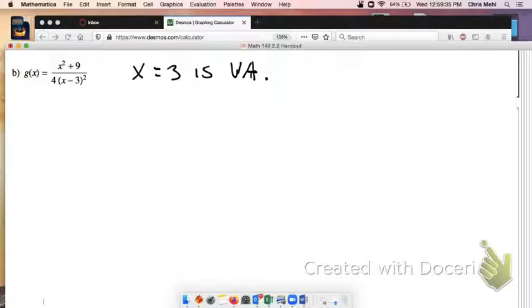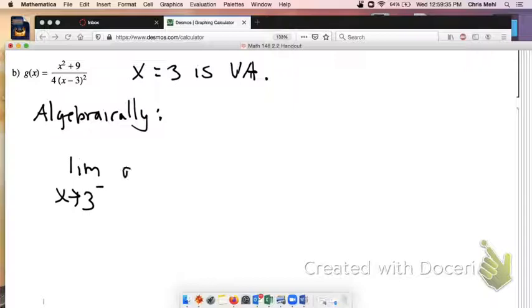3 makes the denominator 0, but not the top. Now this is how I'm going to verify this algebraically. On the test, if I say verify algebraically, I'd have to see your work and you'd actually have to show me this limit. You only need one of these, but I can look at the left-hand limit of g of x, which is x squared plus 9 over 4 times x minus 3 squared.